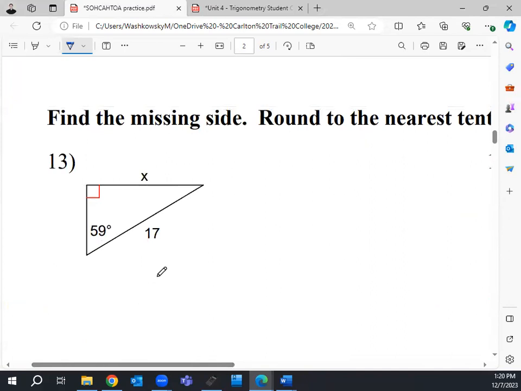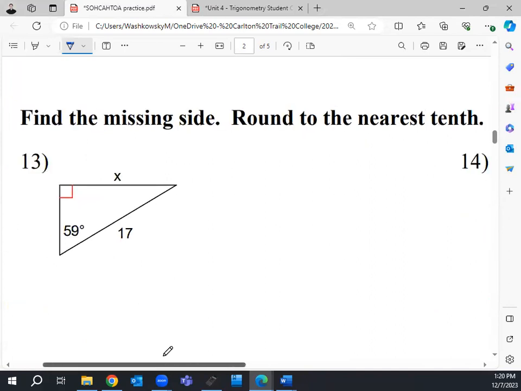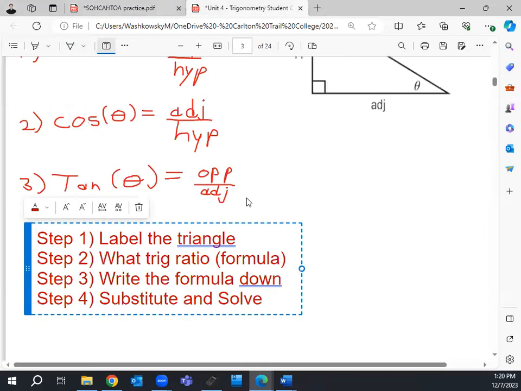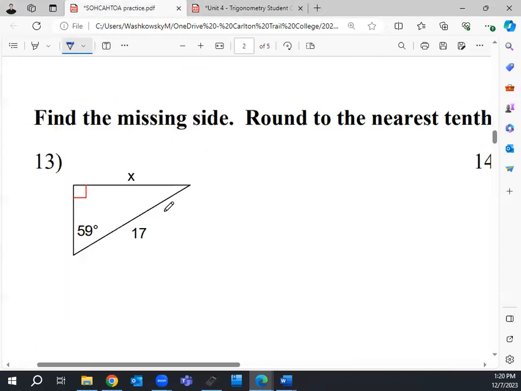We still solve this the same way. I'm still going to label this triangle. The 17 is still my hypotenuse. I have an angle here, this 59 degrees, which means this x is still my opposite. And that means whatever's left is the adjacent. So we solve this the same way: you label your triangle. I've quickly done that.